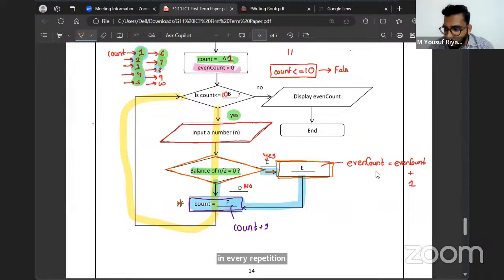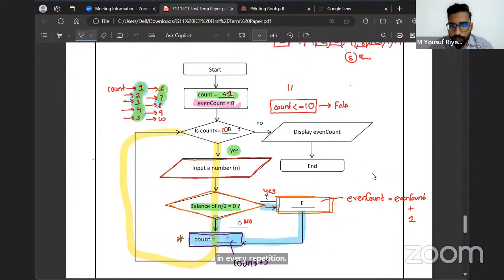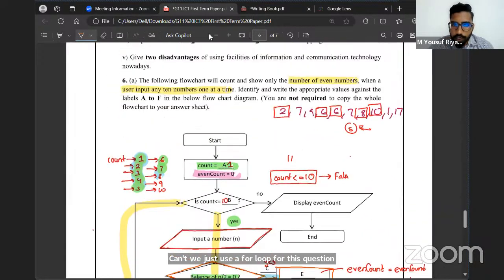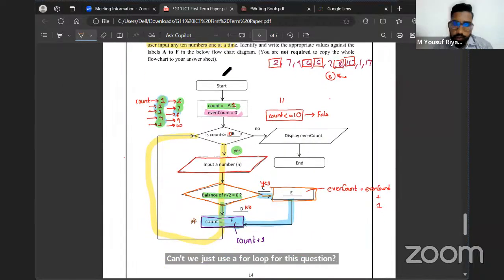Can't we just use a for loop for this question? In this question, are they asking us to write the pseudocode? No. Are they asking us to write the flowchart? No. What are they asking us to do? They are asking us to fill in the blanks.